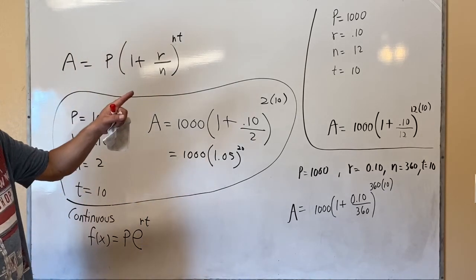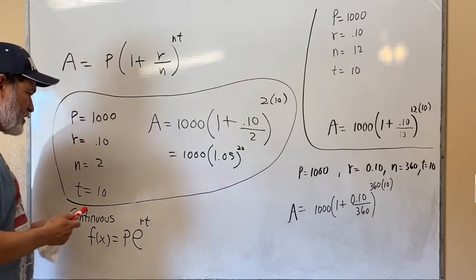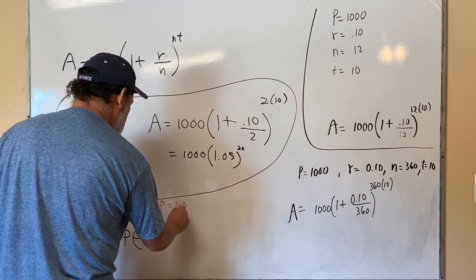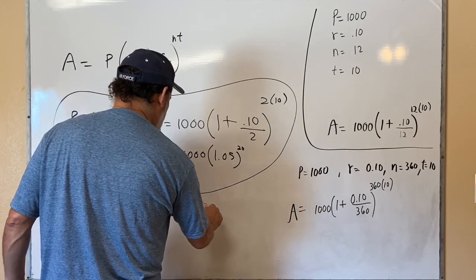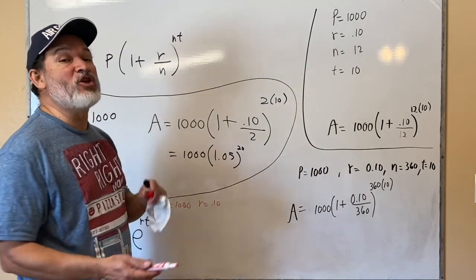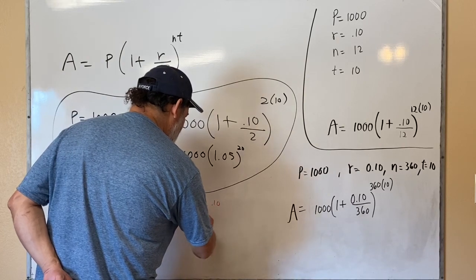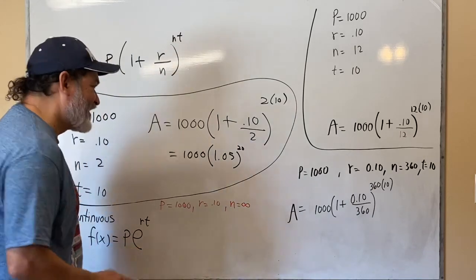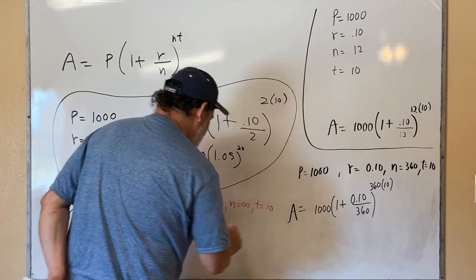For example, this one. P equals 1,000. R equals 0.10. N is continuous, okay? N equals infinity, just to get the point. And T equals 10.